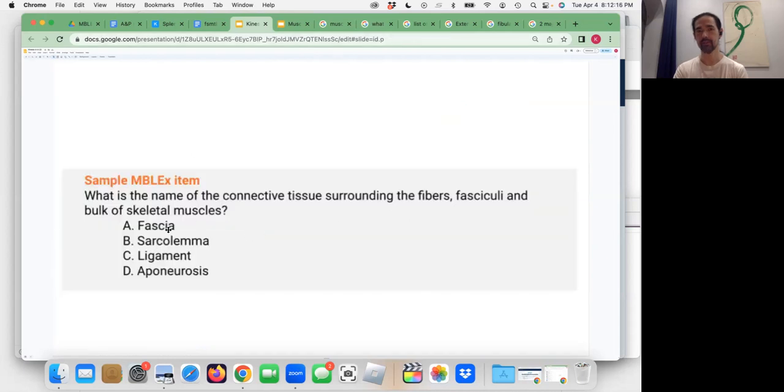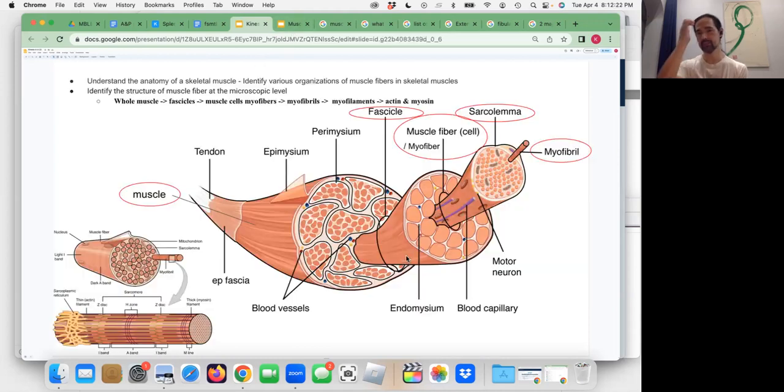So is it fascia? Fascia is not acknowledged in any of the textbooks or websites that I've consulted. It doesn't say that fascia surrounds myofibers and fascicles and the belly of the muscle. It doesn't say that.